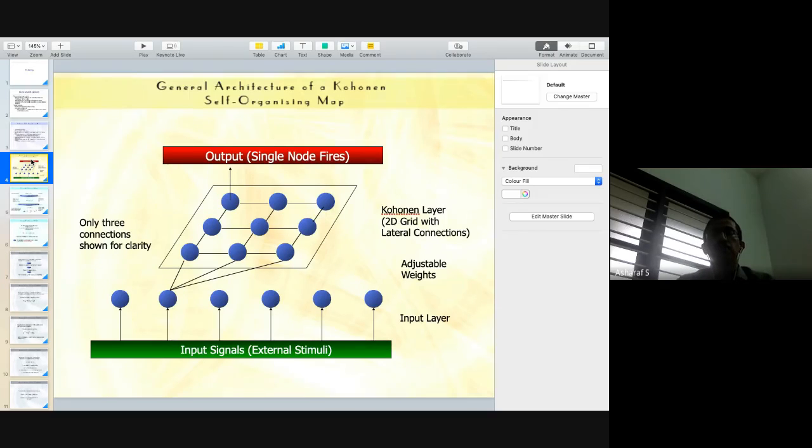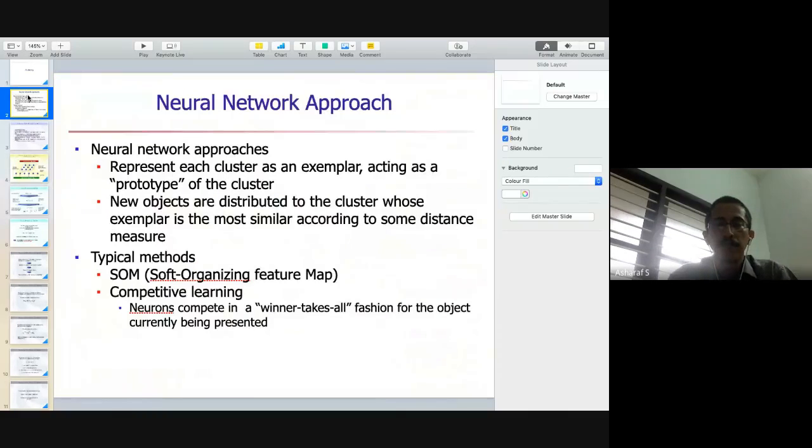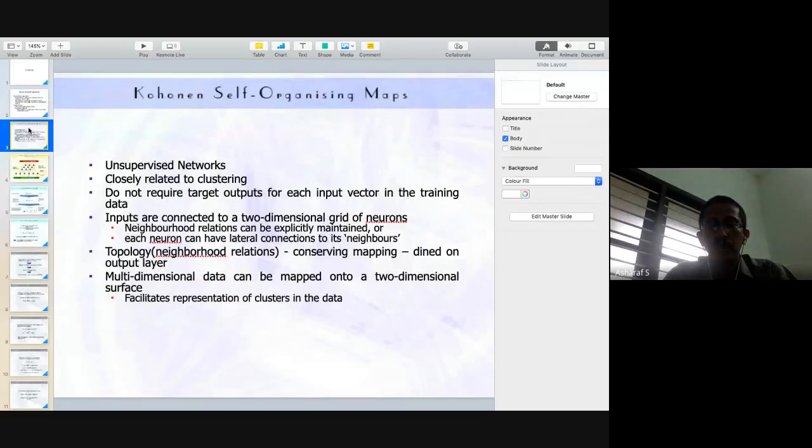Essentially, this algorithm finds a 2D map of your entire data set. And the 2D map will respect the spatial aspect of the context. So that's where I wanted you to come back to the slide.